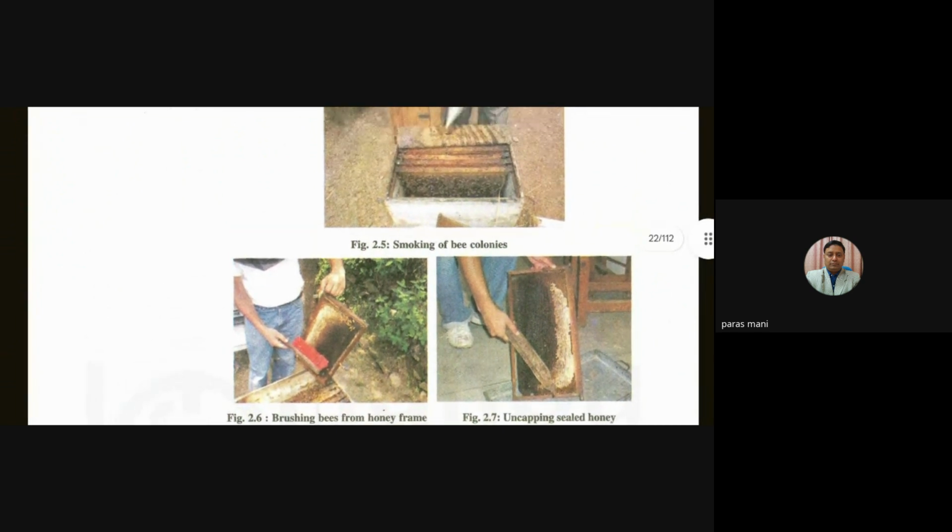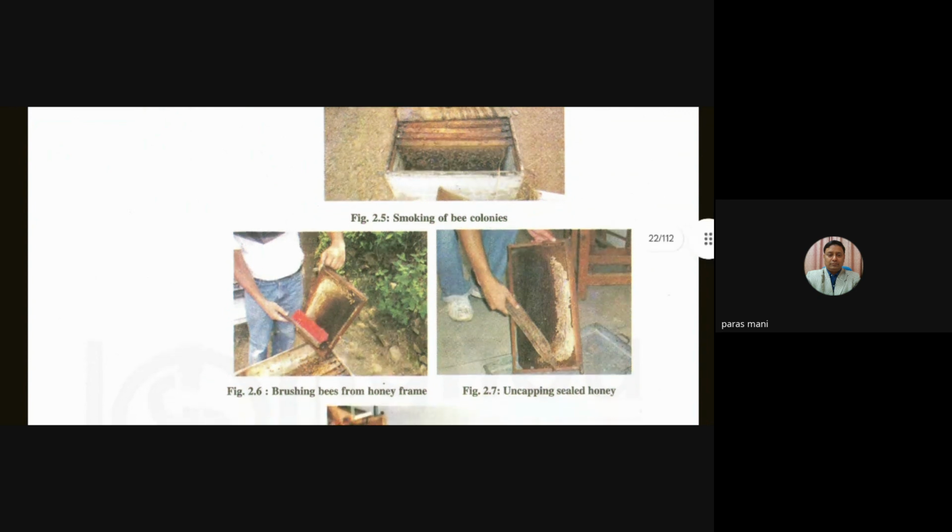Usually the frames at the end will be sealed with wax, so that the frames cannot be removed easily. We should use a knife-like structure, which will be given, for breaking the seal of the wax. The frame and box will be attached with the wax. That should be broken first, then the frames are taken out.